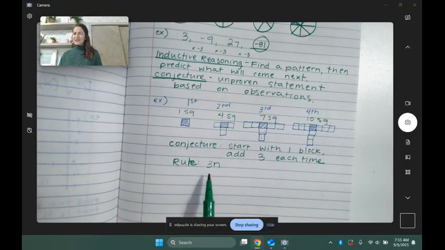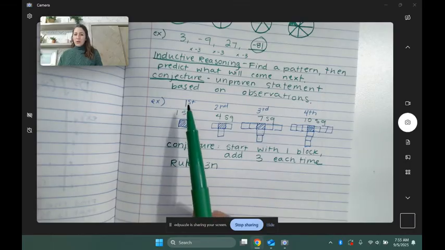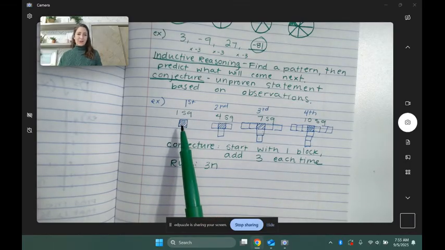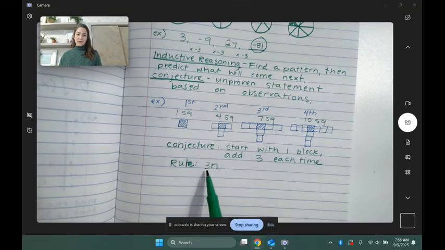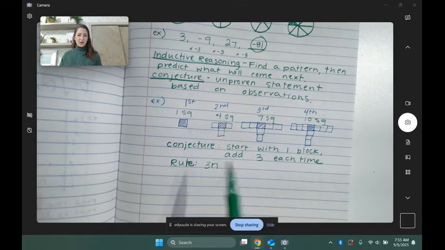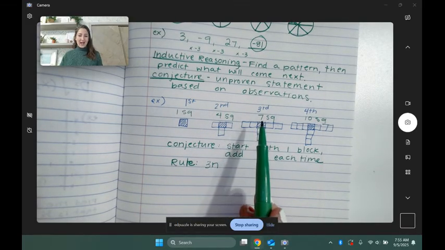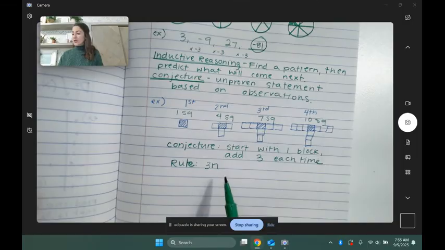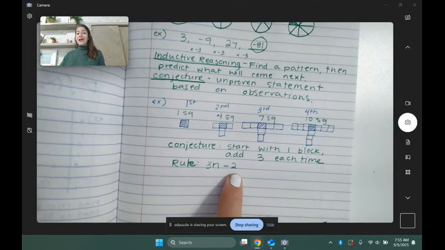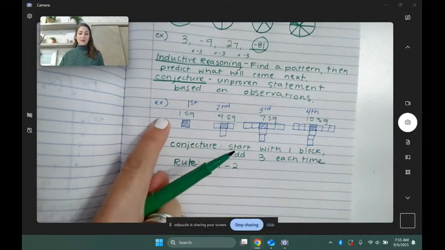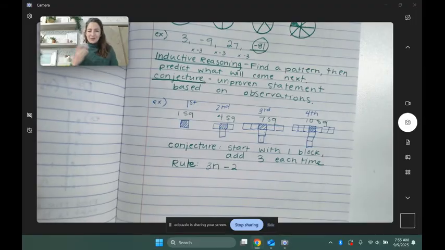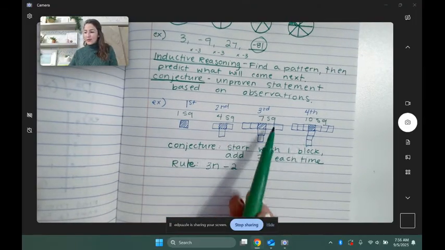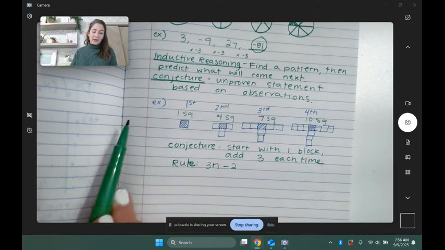Now, if I look at this really carefully though, real quick, 1 times 3 is 3. There's not 3 blocks here. 3 times 2 is 6. It's 2 above 4. 3 times 3 is 9. It's off by 2. 3 times 4 is 12. It's off by 2. So I'm just going to go ahead and subtract 2. This number comes from how many blocks are in the 0th term, which would be -2. If I take away 3, take away 3, take away 3, take away 3.